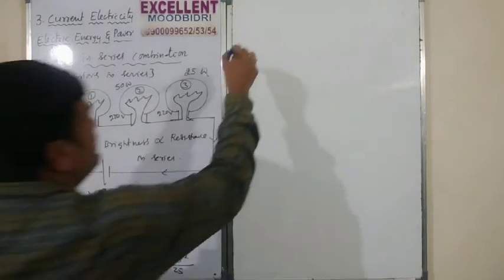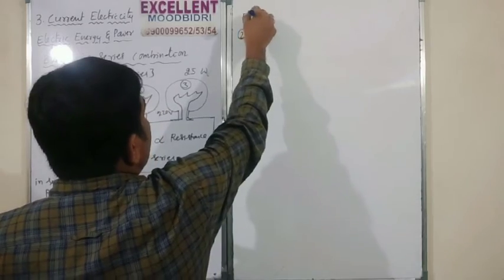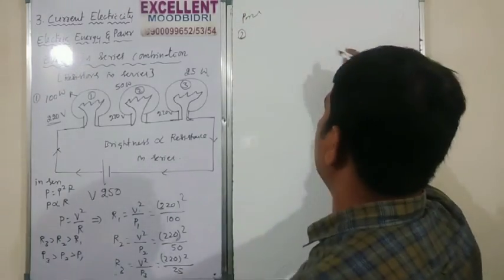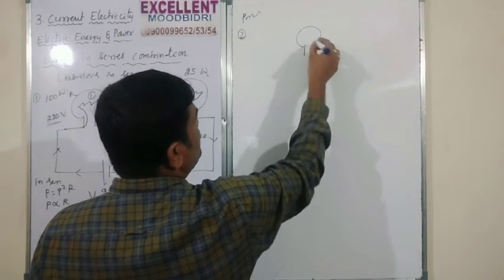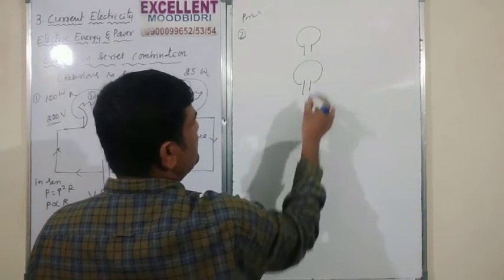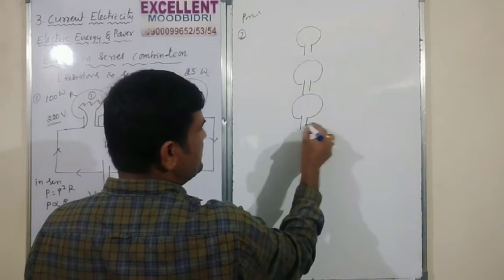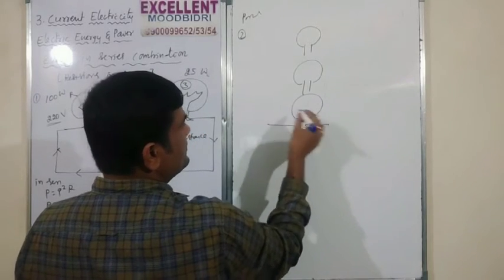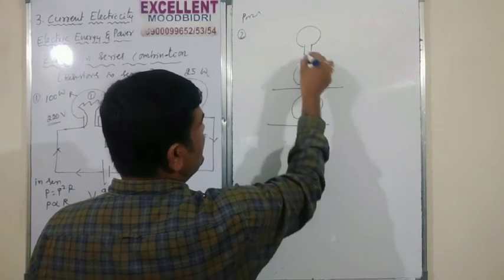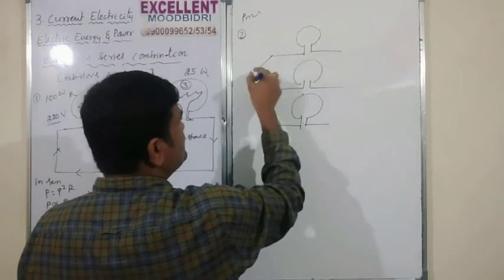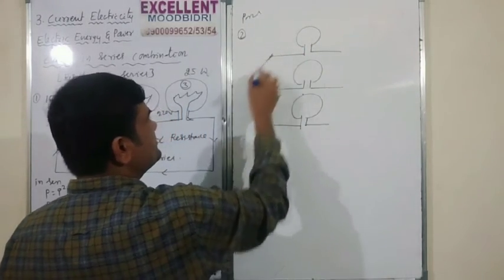And the second one is the parallel combination. So what would happen in the parallel combination? Here there are the first bulb, the second bulb, and the third bulb, with the same values I took there. So the same bulbs, I will consider in this manner, in parallel combination.